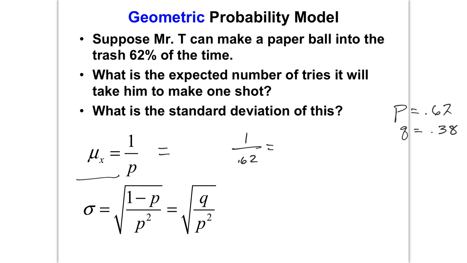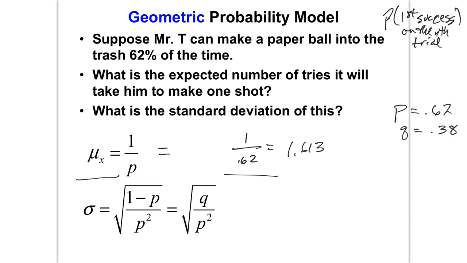Now, to be clear, geometric probability means what is the probability of your first success coming on the nth trial. Okay, so what is the probability of the first success coming on the nth trial? So here we're looking for the mean, and that's 1 divided by 0.62, which is 1.613. So it would take me about 1.613 shots on average before I'll make my first shot.